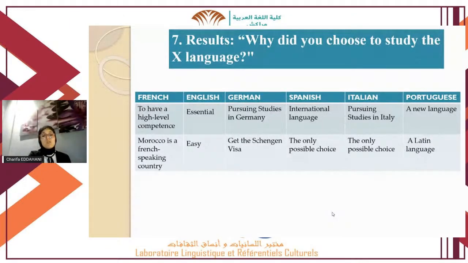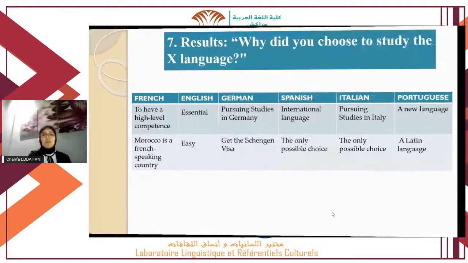Students of the German department, because they want to pursue their studies in Germany and because they want to get the Schengen visa. Spanish: students of the Spanish department, because Spanish is an international language and because it was the only possible choice. Students of Italian, because they want to pursue studies in Italy and because this was the only possible choice. We'll discuss this data later. Portuguese, because it's a new language and it's a Latin language.